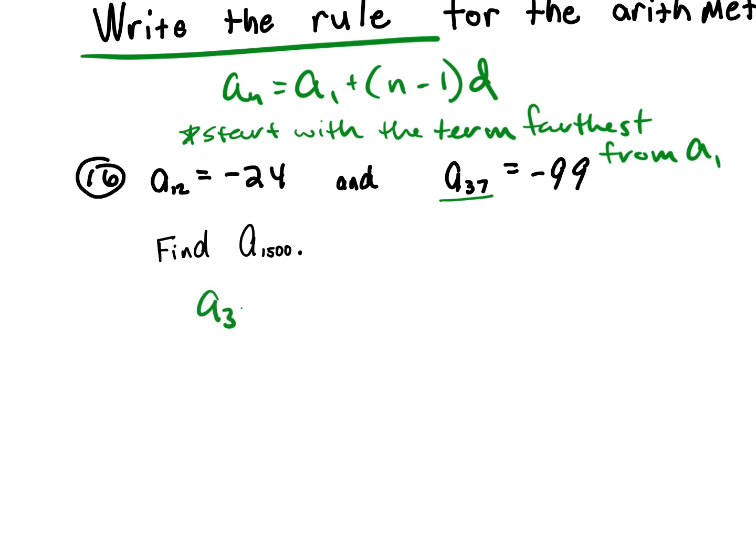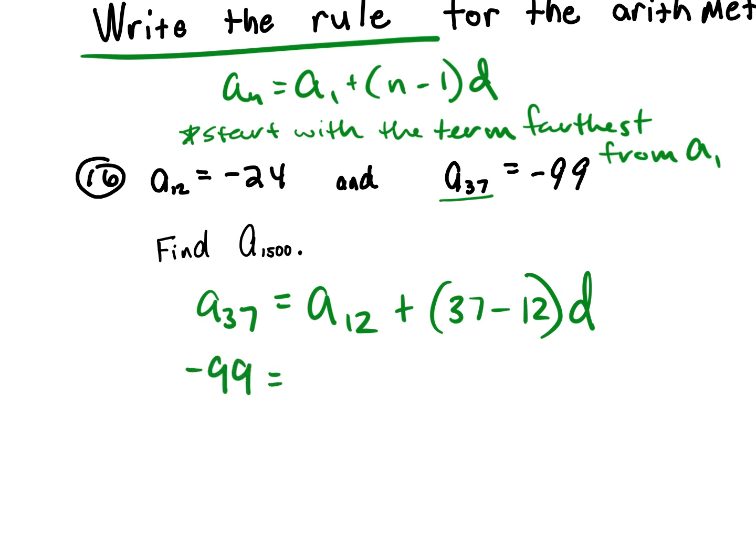So a sub 37 is equal to a sub 12 plus, now what's going to go into the parentheses here? Instead of using n and 1, what did we use? 37 and 12. So we're going to say 37 minus 12 times d. So a sub 37 is negative 99, and a sub 12 is negative 24. We're going to plug those in. Plus 37 minus 12 would be 25d.